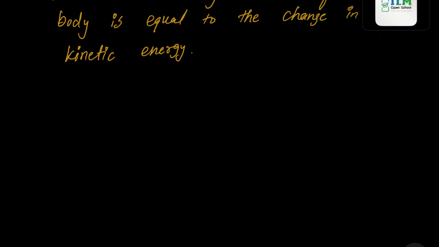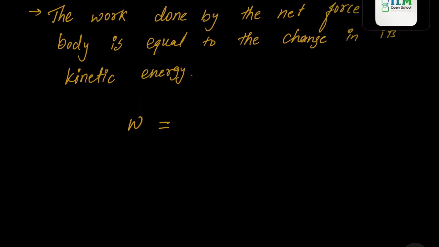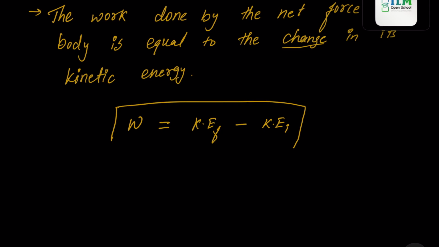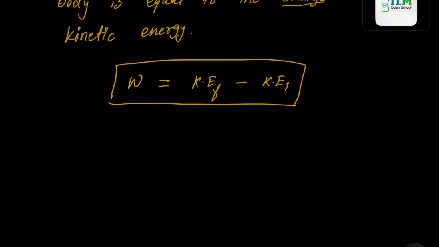So how do we write it? We can write it like this: work done by all the forces, basically work done by the net force, is equal to the change in kinetic energy. Change means final minus initial, so kinetic energy final minus kinetic energy initial. This is the work energy theorem. Work done by net force is equal to change in kinetic energy.